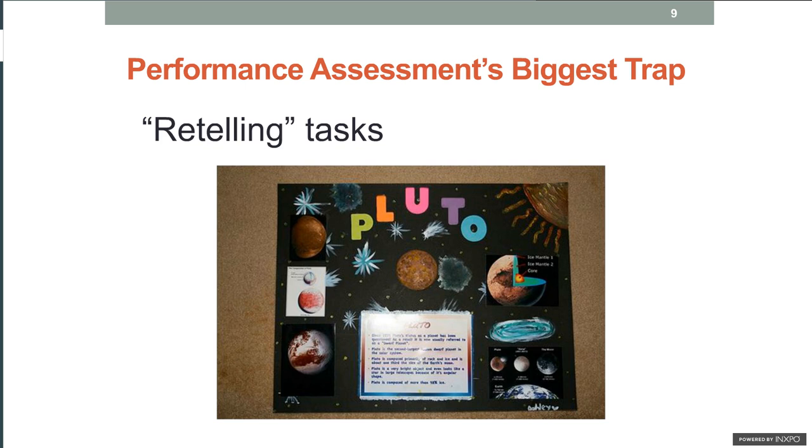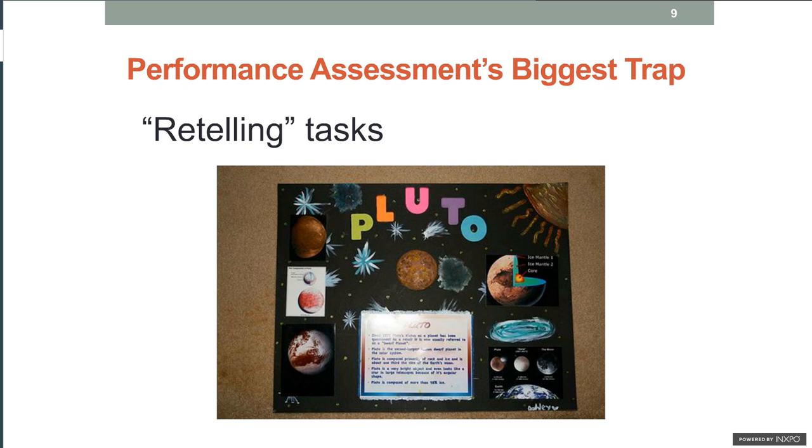Performance assessment's biggest trap are retelling tasks. These are things to avoid when you design a task. And I've got this lovely example that I pulled off of Pinterest, which is a wonderful source of bad examples in education. This is a planet poster. This one is about Pluto. You can't probably see them because of the glare, but the student copied a number of facts about Pluto on the little white panel in the middle, made lovely colored letters that said Pluto, and then found a bunch of pictures, probably mostly on the internet, put it all together, and there it is, a Pluto poster.